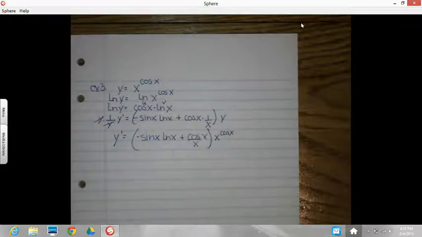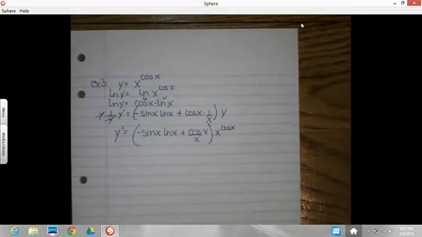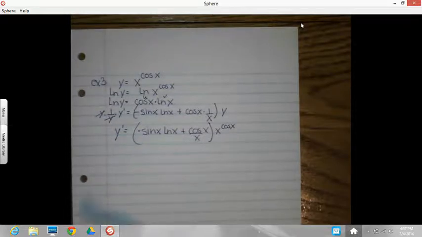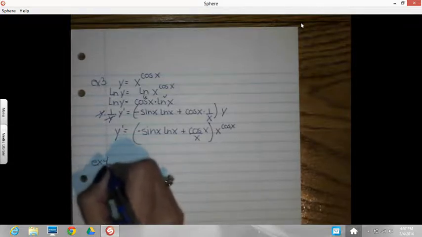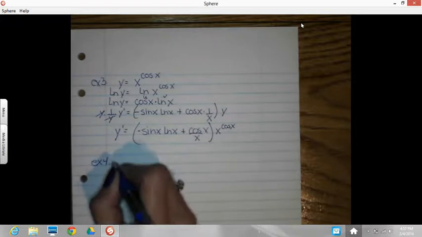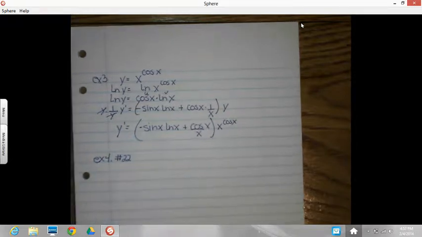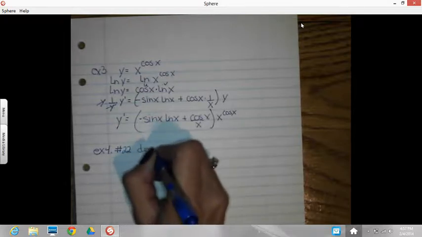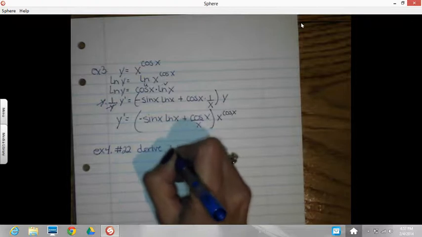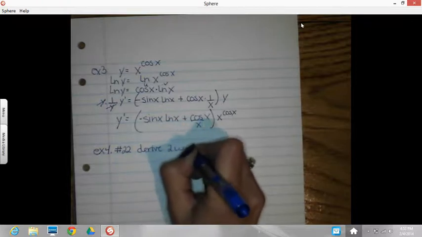Let's see, that one looks exactly the same. I'm not going to do another one of those. Okay, this is going to be our last one. This is number 22. And it's asking us to do the derivative two different ways and show that they're the same.